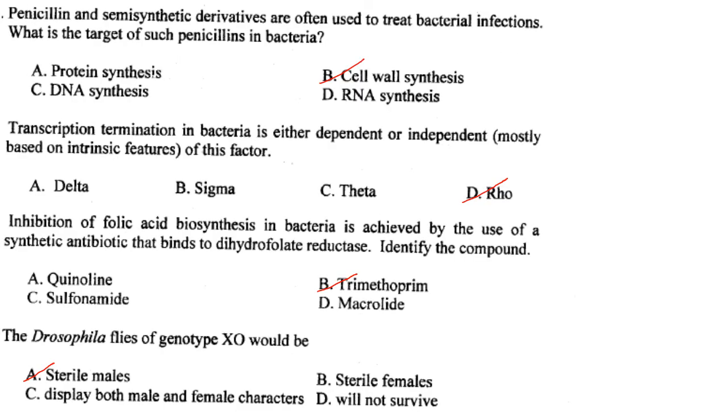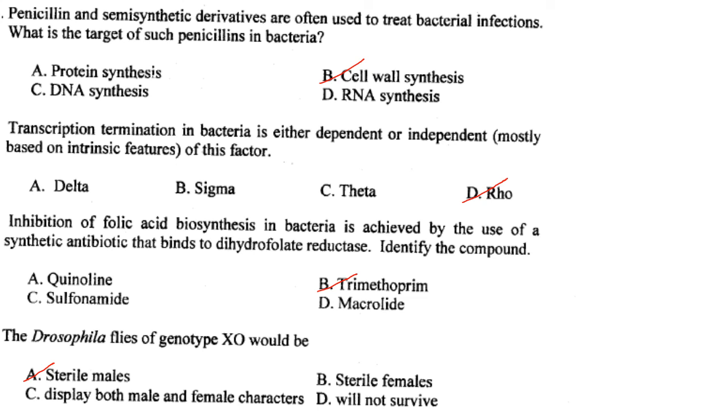The next one. Penicillin and synthetic derivatives are often used to treat bacterial infections. What is the target of such penicillins in bacteria? So penicillin inhibits cell wall synthesis in bacteria. So answer is option B.